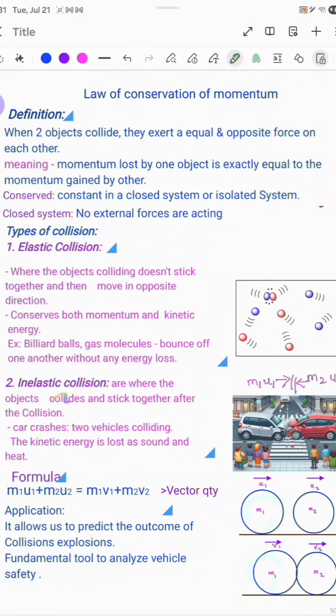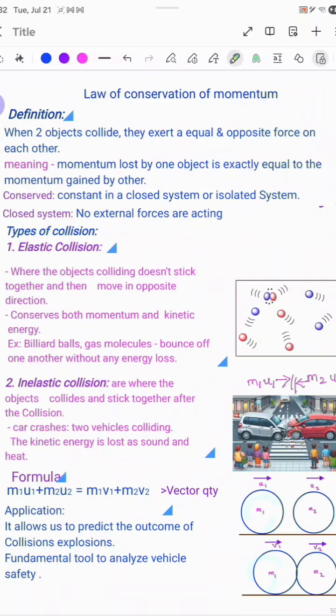Right? Another one is inelastic collision, like accidents, where a mass m1 moving with an initial velocity u1 gets hit by a second object with mass m2 and velocity u2. They stick together after the collision. Here the kinetic energy is lost in the form of sound and heat.